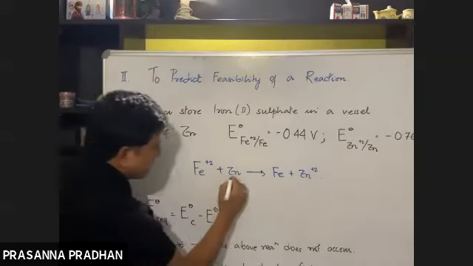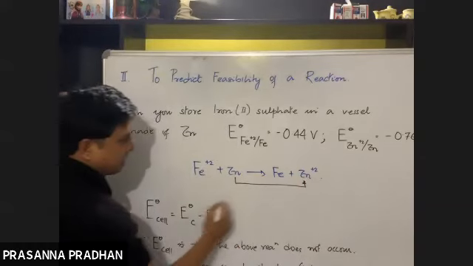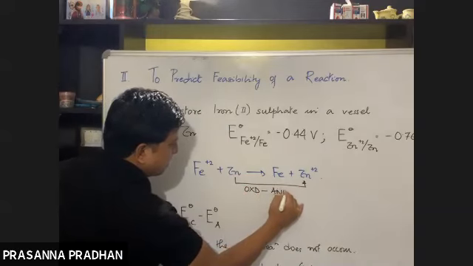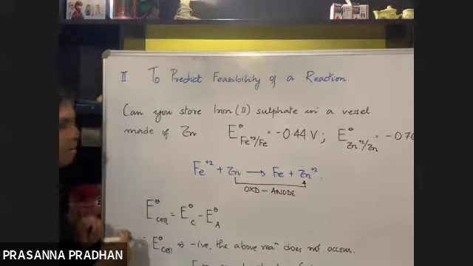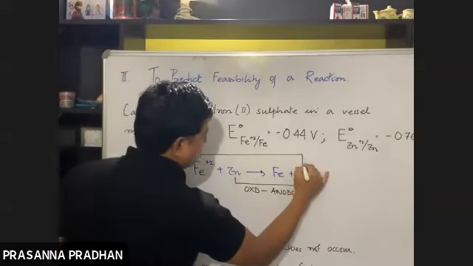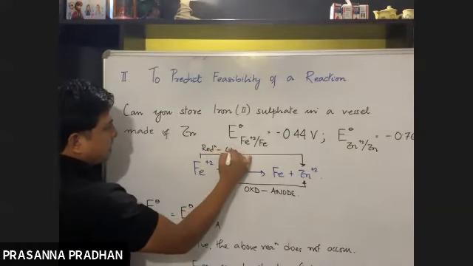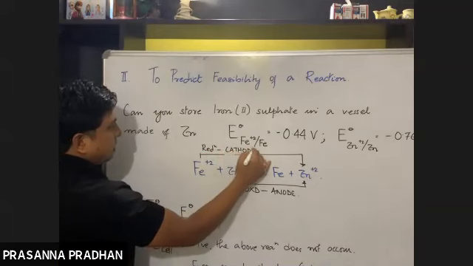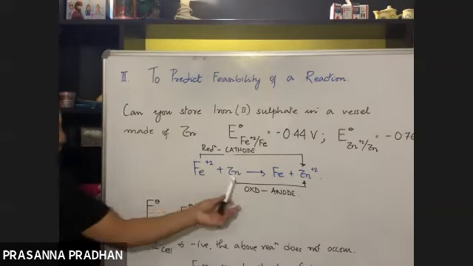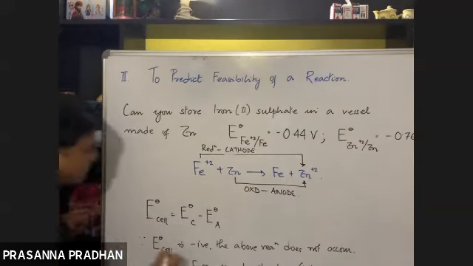What is happening to the oxidation number of zinc? Again, it is increasing. It is undergoing oxidation. That means it behaves as an anode. Oxidation occurs at the anode alone. What is happening to the oxidation number of iron? It is decreasing. So reduction is taking place. So it behaves as a cathode. So the concept is, if this reaction does occur, then zinc will behave as an anode and iron will behave as a cathode. Now let me substitute the values.